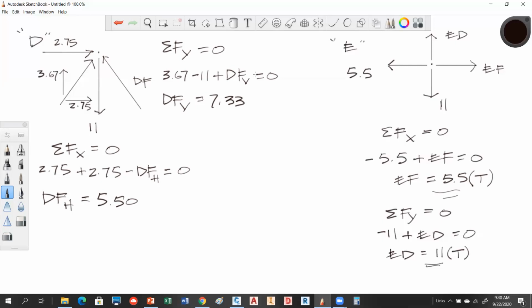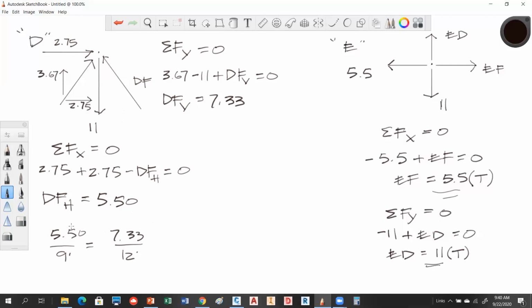I'm going to show you another little trick you can use to check yourself. Since we know the vertical component and the horizontal component and the vertical distance and the horizontal distance, we can write a proportion that should agree. So I can say that the 5.5 horizontal force is to 9 feet horizontally as 7.33 over 12. If that doesn't agree with itself, then we got a problem.